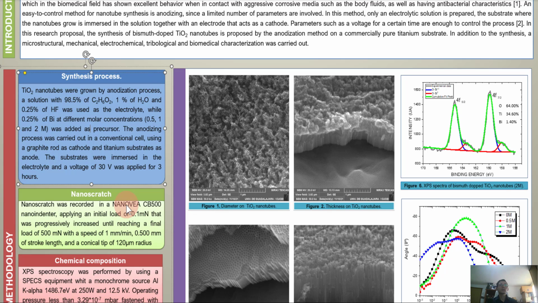For the nanoscratch test, we applied an initial load of 0.1 millinewtons that was progressively increased until reaching a final load of 500 millinewtons with a speed of 1 millimeter per minute, and 0.5 millimeters was the scratch length. We used a conical tip of 120 micrometers of radius.